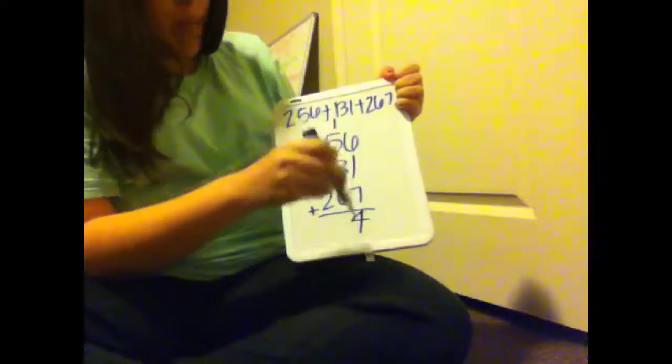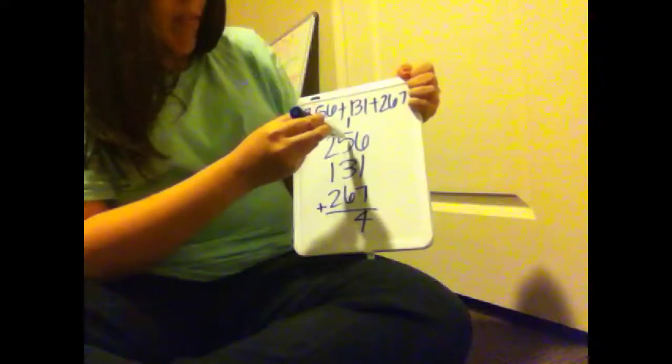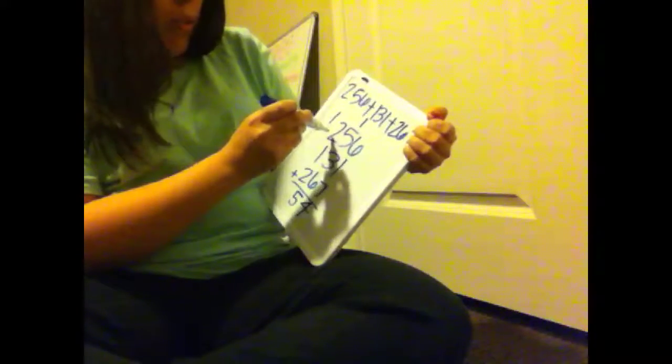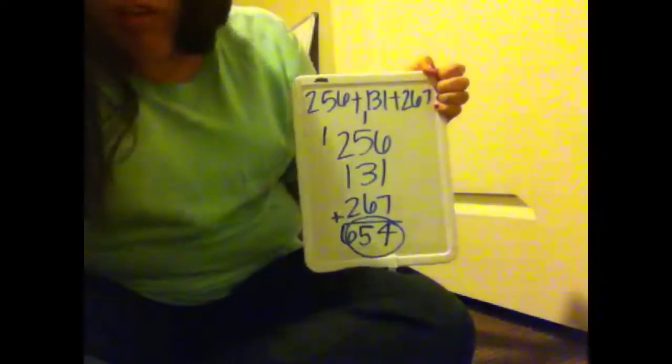So we have 6 and 1 is 7, 7 plus 7 is 14. So we put the 4 down here, we carry the 1 up here. 1 and 5 is 6, 6 and 3 is 9, 9 and 6 is 15. So we're going to put our 5 down there and our 1 up here. 1 and 2 is 3, 3 and 1 is 4, and 4 and 2 is 6. So I know that it is 654.